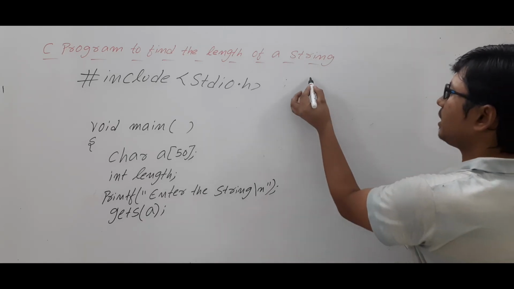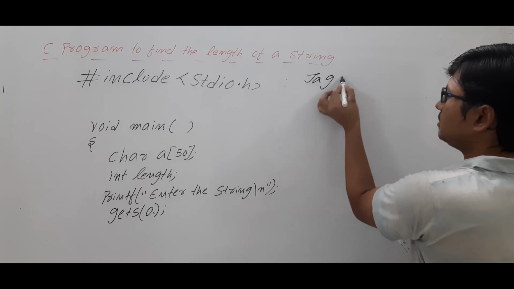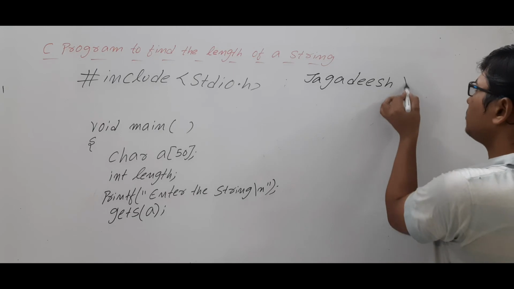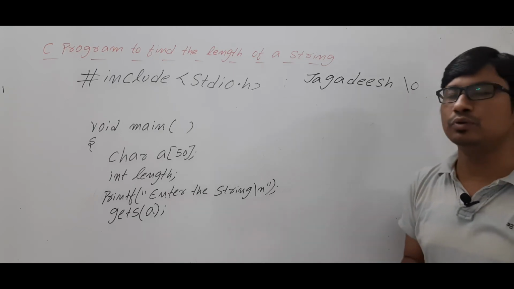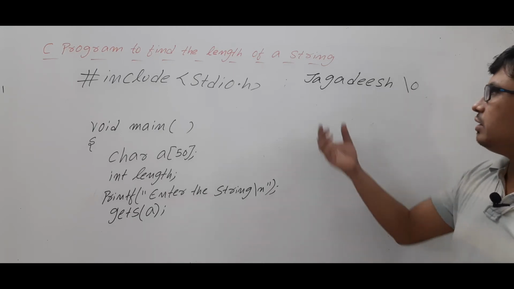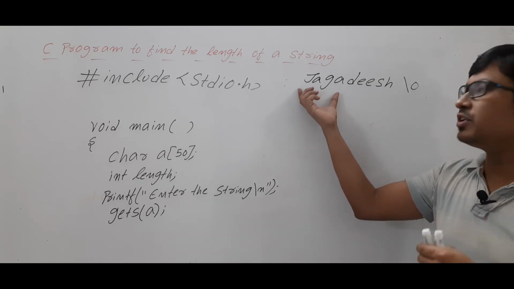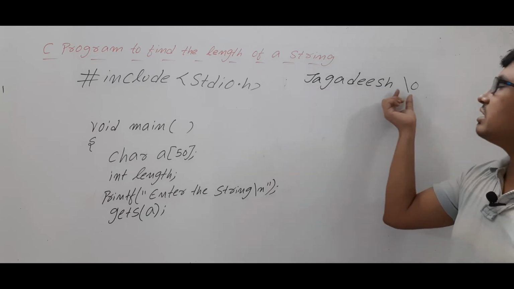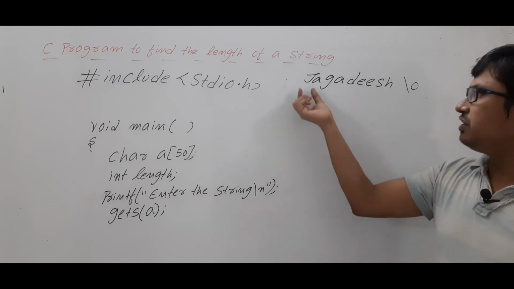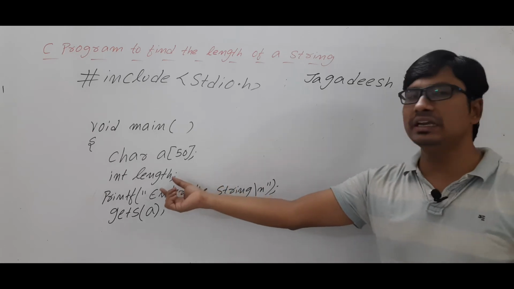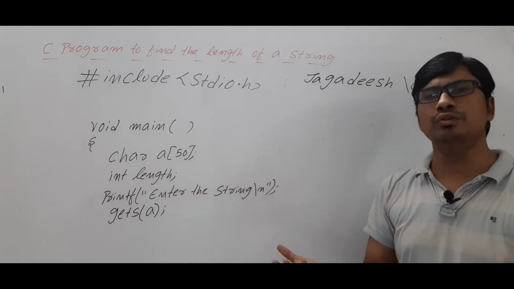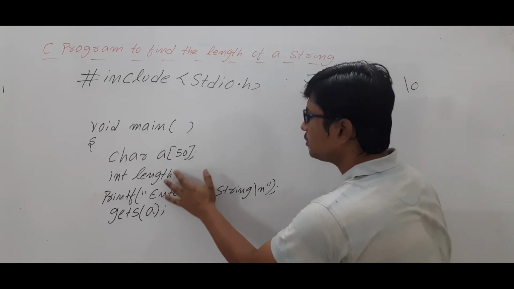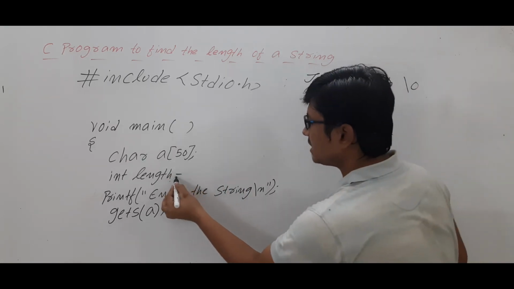Suppose let's take that I have a string called Jagadish. And you know that each string ends with a \0. It will help you to know the end of the string. Then you need to compute the number of characters in the string. So you will take each character and check whether it is \0 or not. If it is not \0, you will increment the length variable or count variable. You can take a count variable or length variable. But initially you have to initialize the length variable as 0.